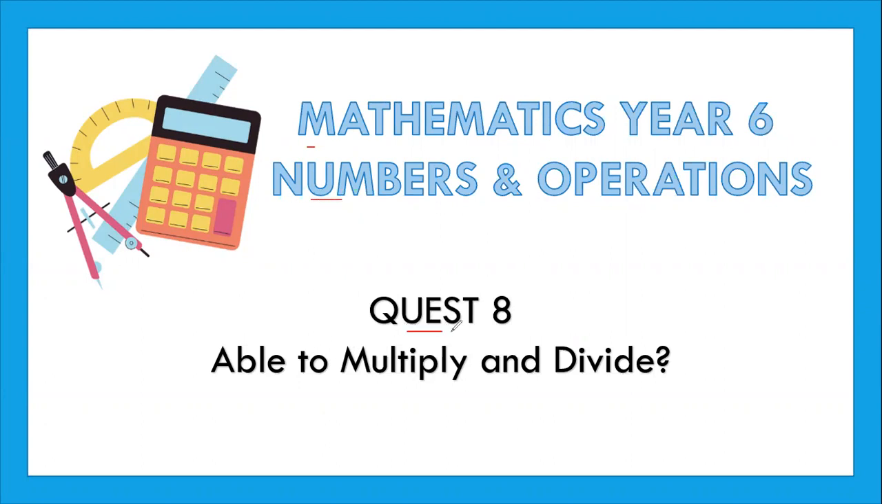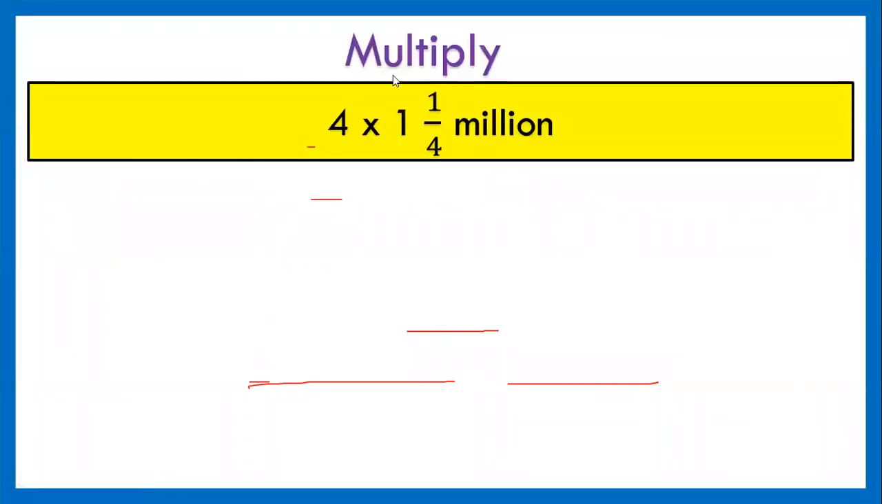Today we will look into Quest 8, which is whether you are able to multiply and divide numbers up to 1 million, including fractions and decimals. So let's look at our question here. We have 4 times 1¼ million. So, as usual, you will have to change this 1¼ million to a whole number. Okay, so let's look at that.